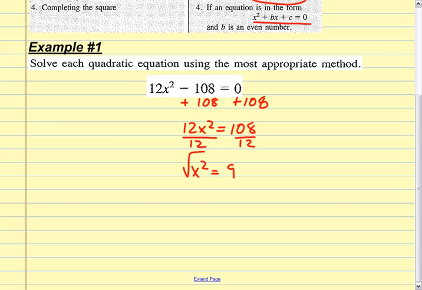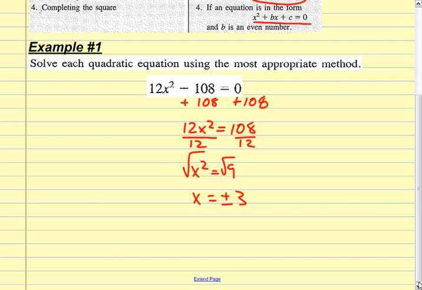Beautiful. Square root. Oh, variable underneath the radical sign. What does that mean, Grayson? Variable underneath the radical sign. Harrison? Plus or minus. Anytime I take the square root of a variable squared, I've got to do plus or minus 3. And that's my answer. Okay?